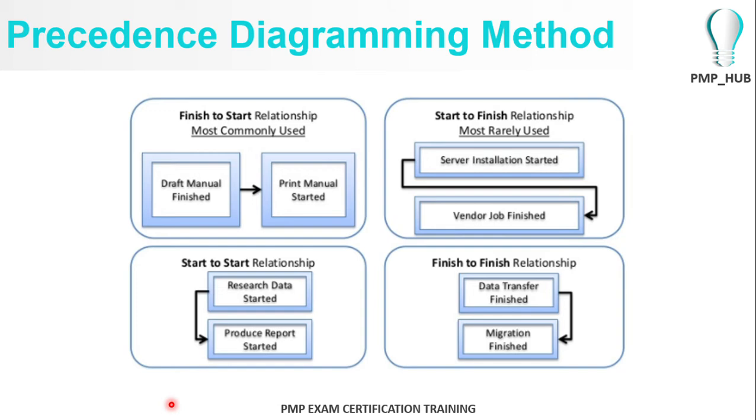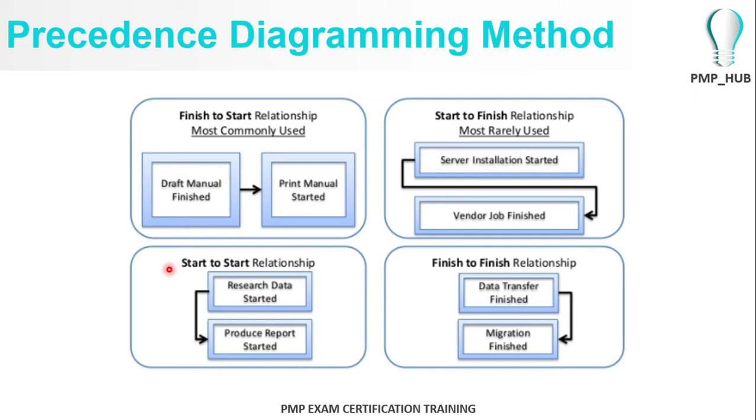So in project management, we talk about four types of activity relationships. One is the finish to start relationship, which is most commonly used. For example, to start printing a user manual, maybe you're in a software development project, you will have to first finish drafting the user manual. So that's an example for this.